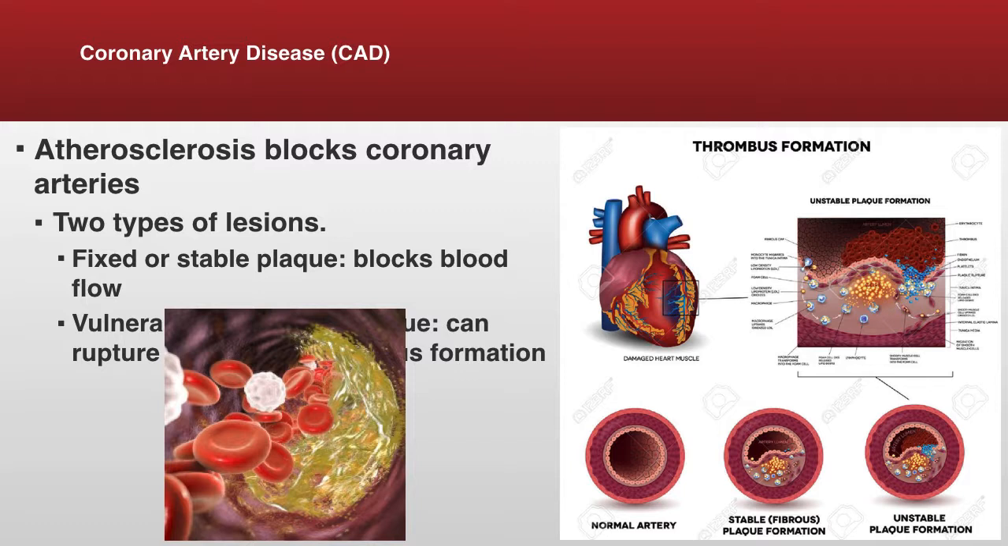We are looking at coronary artery disease, or CAD. The primary cause is going to be atherosclerotic blocks of the coronary arteries. There are two types of atherosclerosis: the fixed or stable plaques that block blood flow, and the vulnerable or unstable plaques that can rupture and lead to thrombus formation.